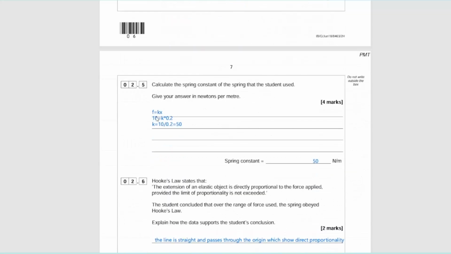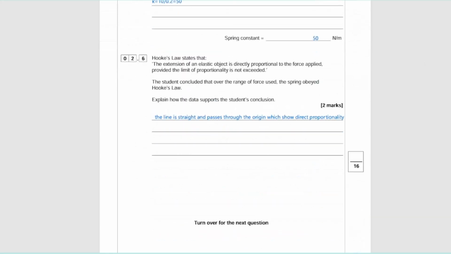So the force is 10 newtons and the extension was 20 centimeters because it wants it in newtons per meter. You change 20 centimeters into 0.2 meters. 10 equals k times 0.2. K equals 10 over 0.2, also known as 50 newtons per meter. And then we're asked for 2.6 to explain how the data supports the student's conclusion that the spring follows Hooke's law.